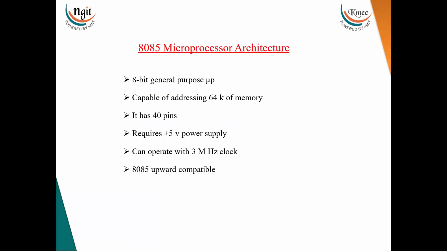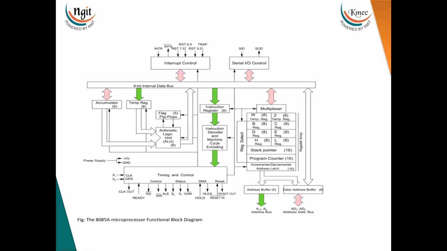Now in this lecture, we will discuss the 8085 microprocessor architecture. Here you can see it is a 40-pin IC, operated on 5 volts, and the maximum frequency is 3 megahertz. These are a few features of 8085. Now this is the architecture.